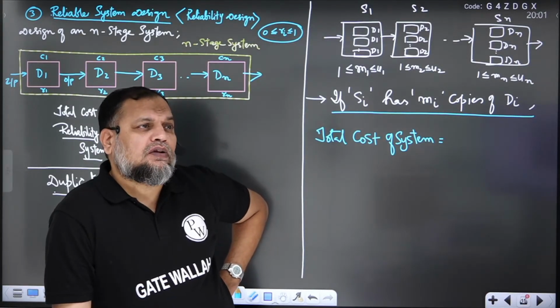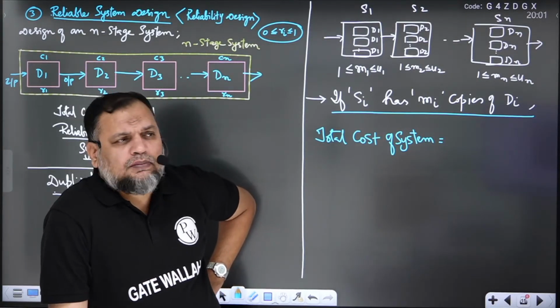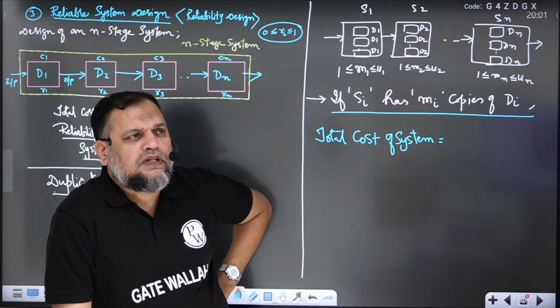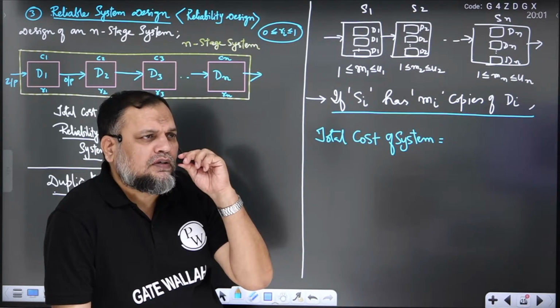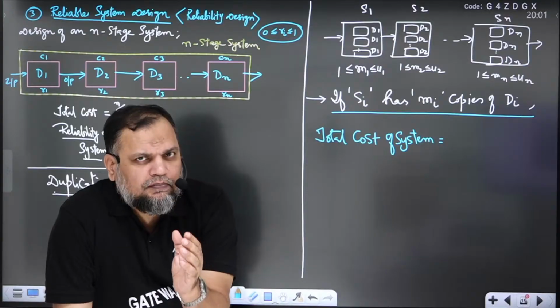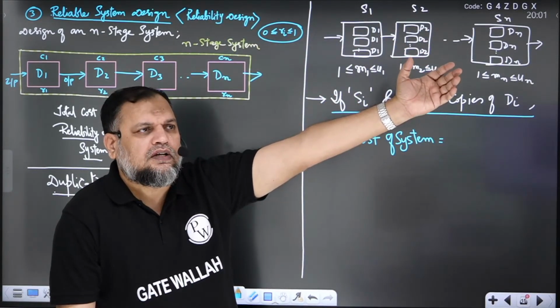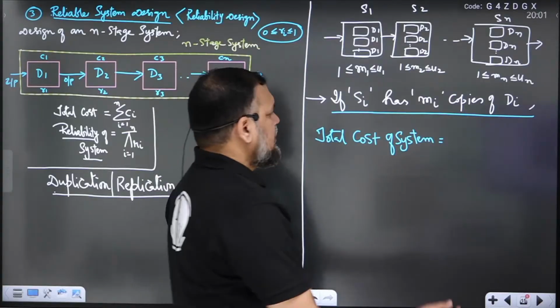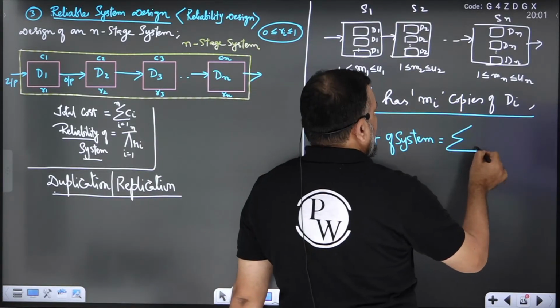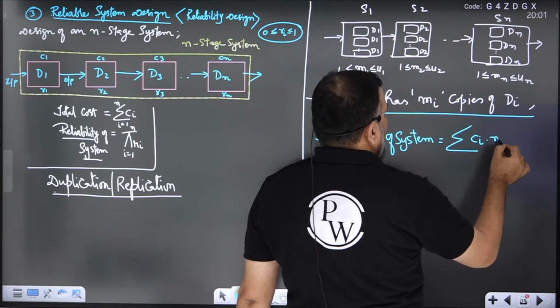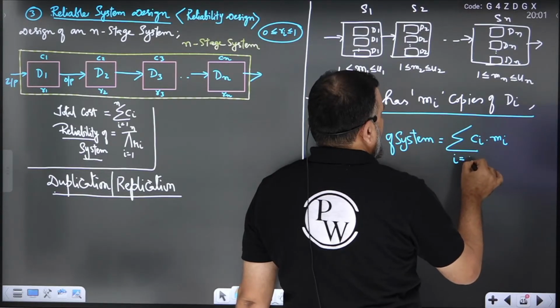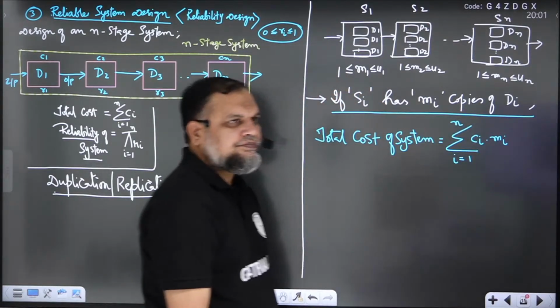That is what Kushal Yadav, again making a mistake. It is not the sum of mi. Write it properly. सोचिए आप. Cost of stage 1 plus cost of stage 2 plus cost of stage 3 plus cost of stage n. The summation of what? Yes. So it is nothing but sigma Ci into mi, i going from 1 to n. Is it right?